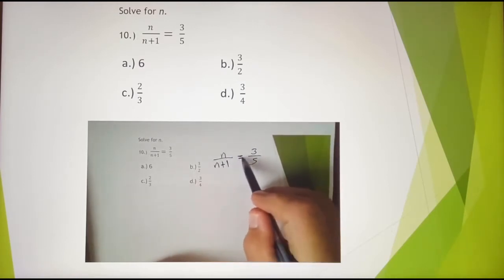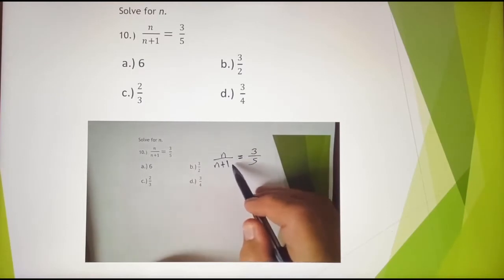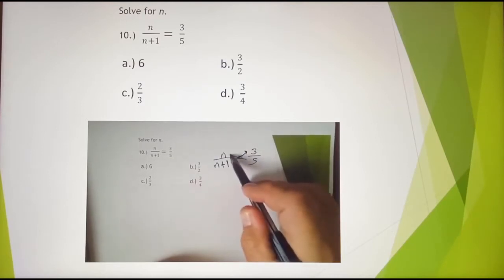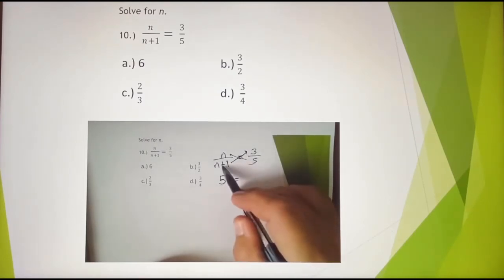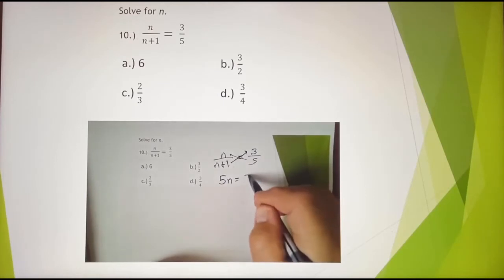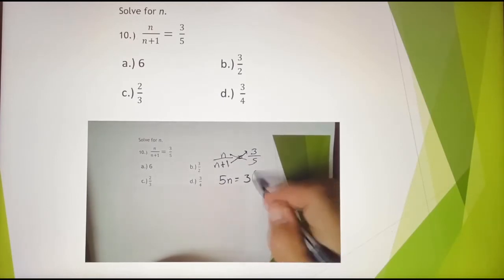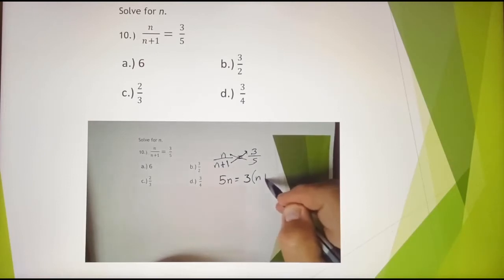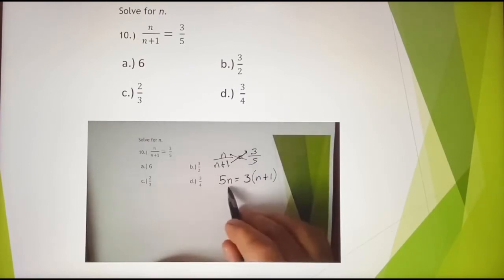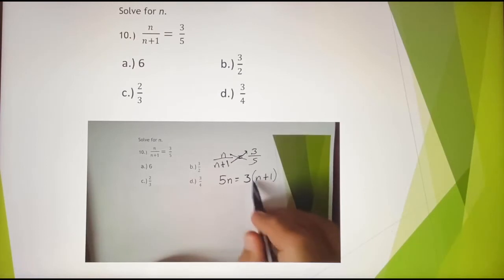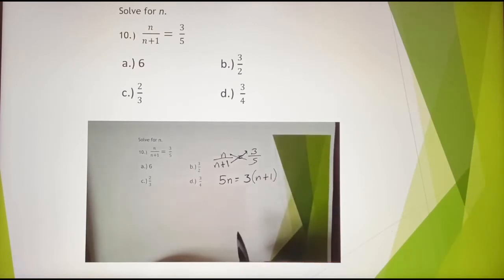All right, so since we have fractions on both sides, you could do something that a lot of students like to do, and that is cross multiply, right? So on this side, we have 5 times n, which is 5n. And on this side, I've got n plus 1 times 3. I'm going to keep them separate for a moment. All right, so on this side, I've got 5n. On this side, I've got 3 times, parentheses, n plus 1.